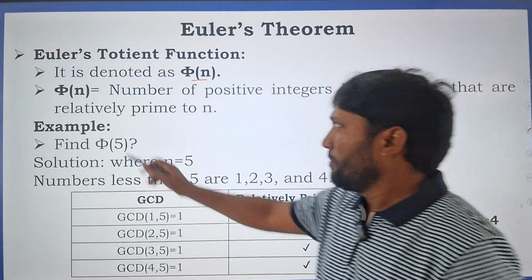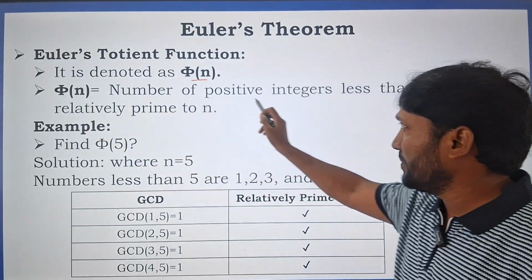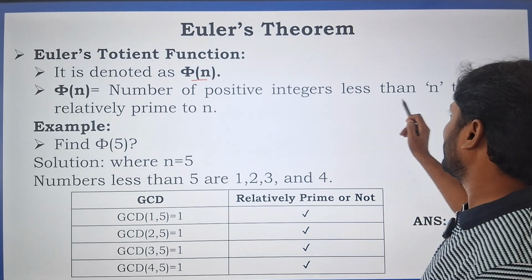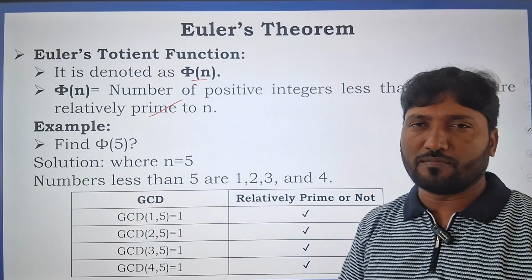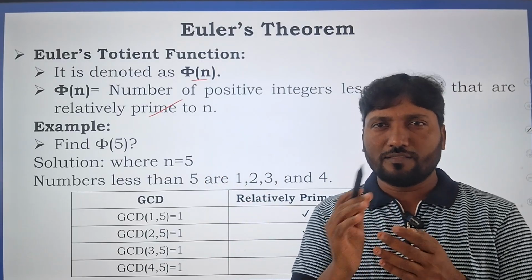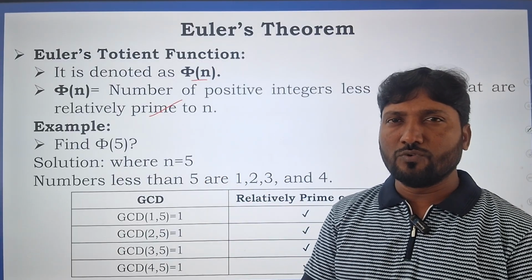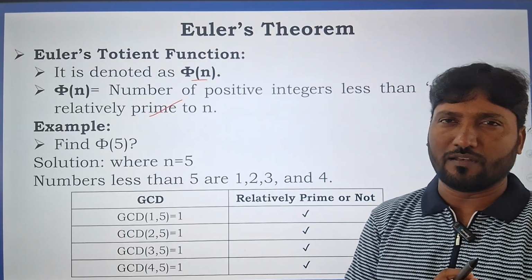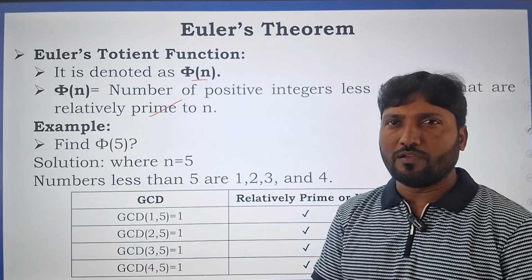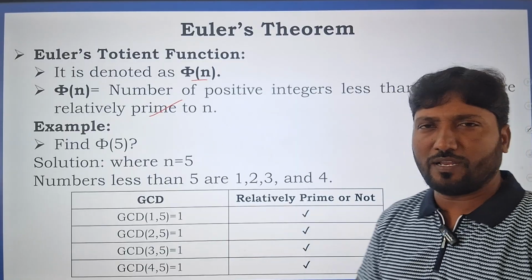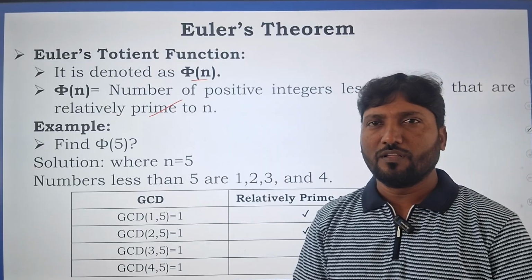Now, come to here. Phi of n is the number of positive integers less than n that are relatively prime to n. That means, to calculate the phi of n value, we are going to take the values less than n. Those values can be used to determine the phi of n value. Okay, let us see a simple example to calculate that phi of n value.